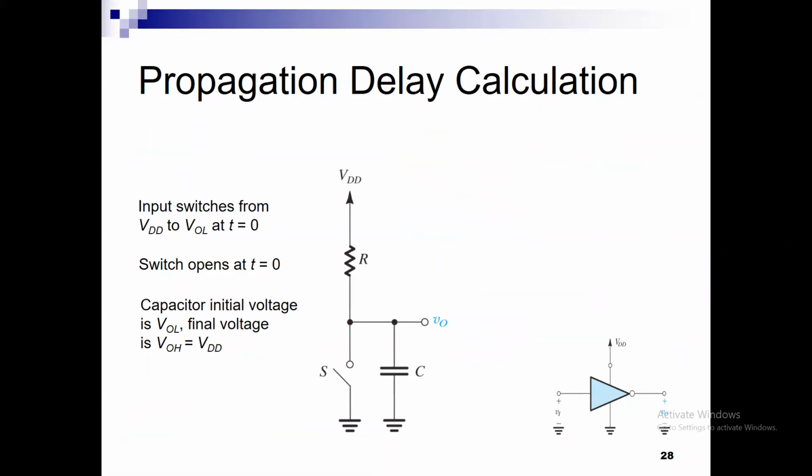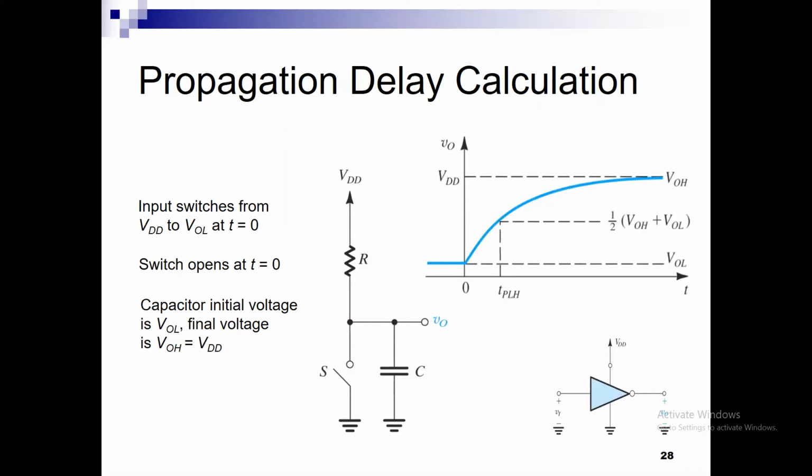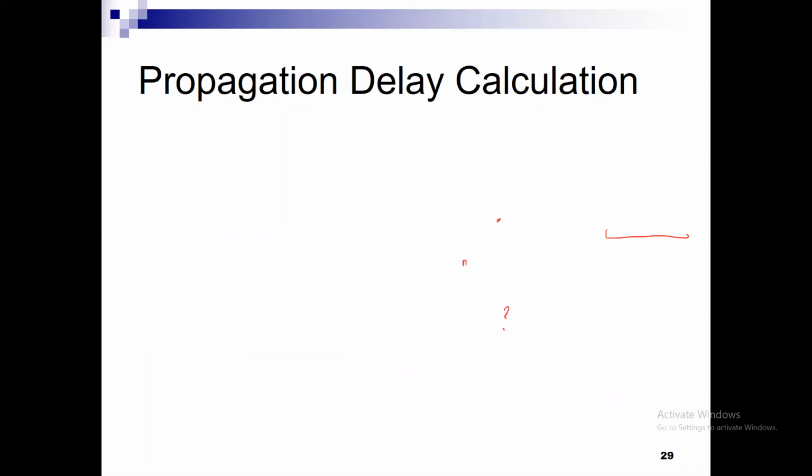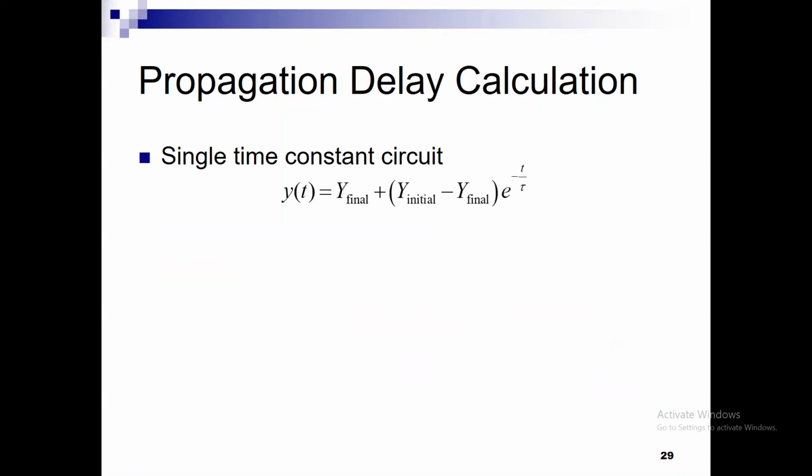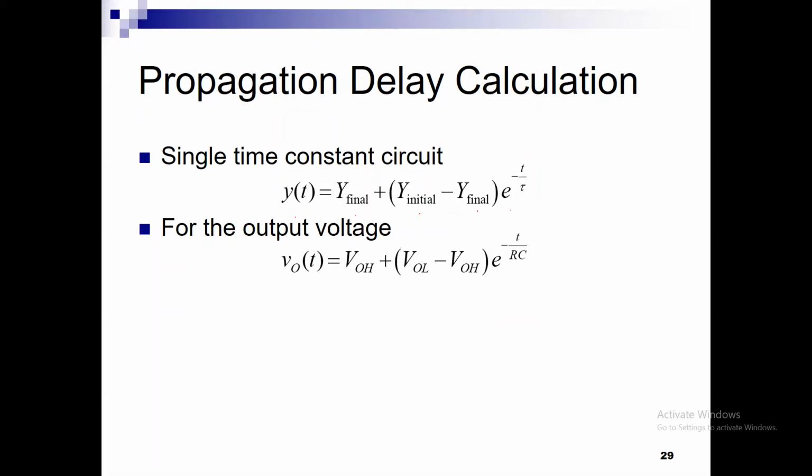let us now move on. So the output is going to charge, and my objective is to find this point at which we reach half value. Okay, and we're going to see now, since this is a single time constant, V is V final plus V initial minus V final times e to the minus t over tau. The output voltage for me, V final is VOH and V initial is VOL. And for this specific circuit, VOH is VDD.